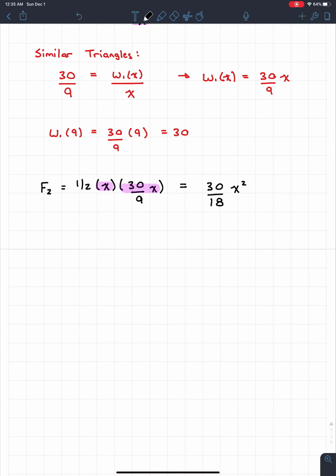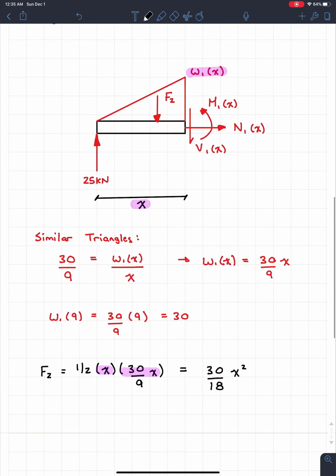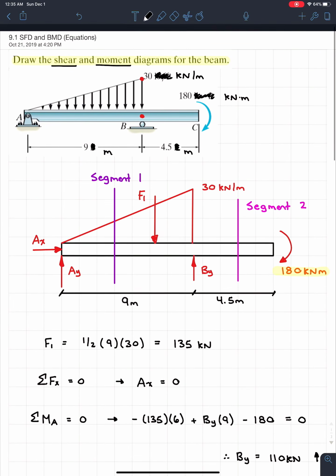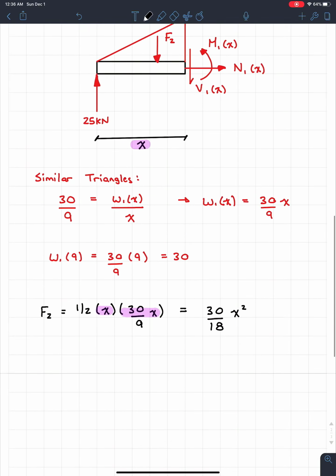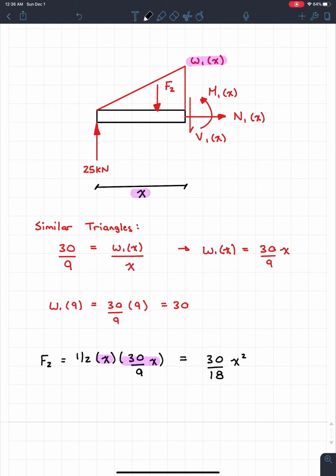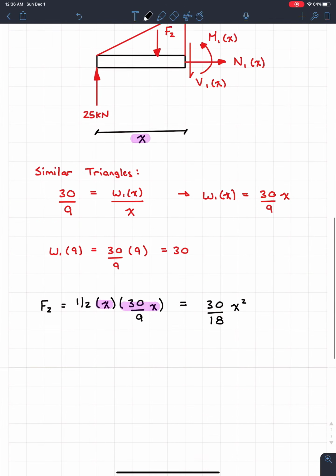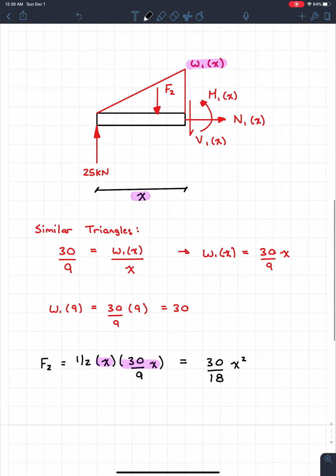But now, since we know F2 and the 25 kilonewtons, I can start solving for V, N, and M. However, the question at the top only asks us for shear and moment. So there's really no sense in solving for N because the question doesn't ask for it. The oldest trick in the book is if the question doesn't ask for it, why solve for it? So I'm going to skip N and go right to V.